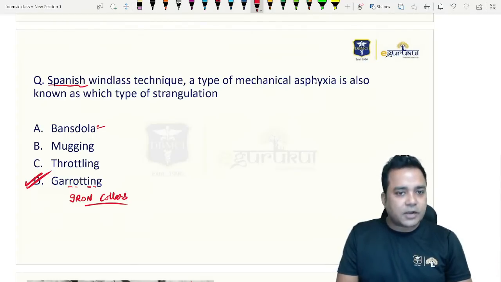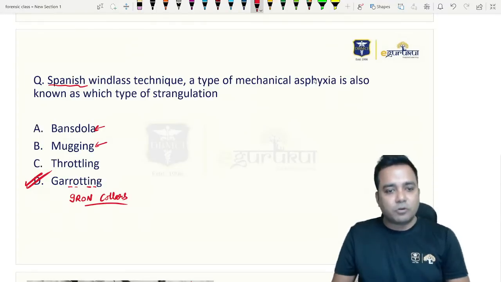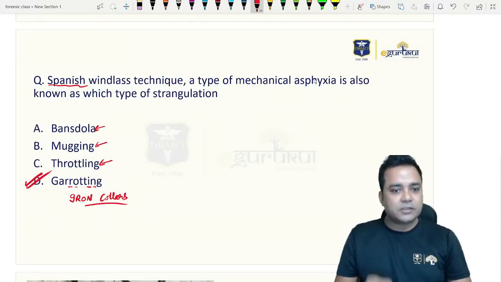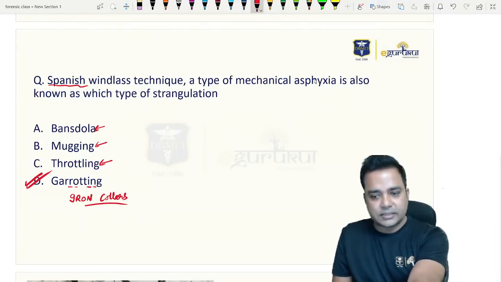Then Bandhan, or Barnes-Dola, is strangulation by bamboo sticks. Mugging is strangulation by bend of elbow or by bend of knee or by sole of foot. And throttling is manual strangulation. So basically the question was from types of strangulation deaths.